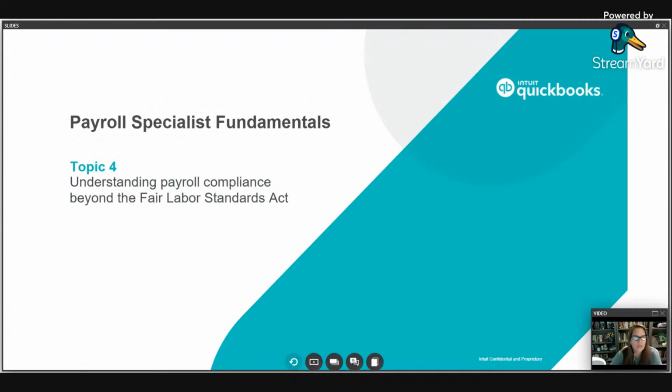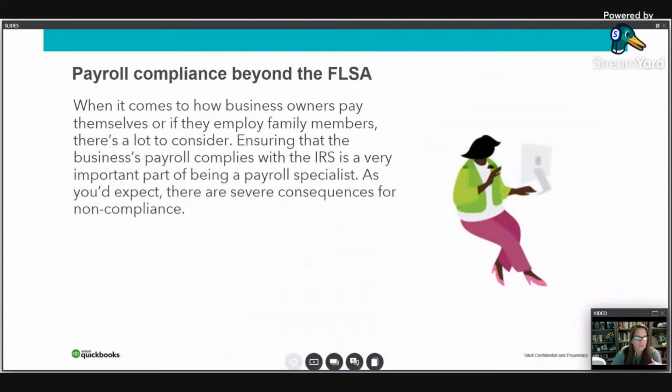So this next topic, understanding payroll compliance beyond the FLSA, that's what we're going to talk about now. We'll explain the regulations and how to meet certain IRS regulations and stay compliant. And we'll talk about the rules of business owners employing their families as well. There's a lot to consider when business owners are employing their family members, so you just really want to make sure that you're compliant. And this goes beyond the FLSA.